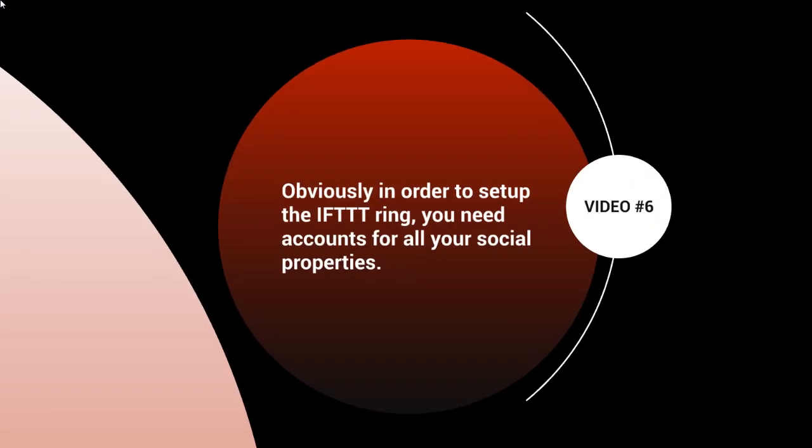Obviously, in order to set up the IFTTT ring, you need to have accounts for all of your branded social properties. In other words, you need to have the username and password for Facebook, for Twitter, for all the other social media properties. Now obviously if you already have some, then great. You don't have to create those. But for the ones that you do not have, you want to be able to create those.